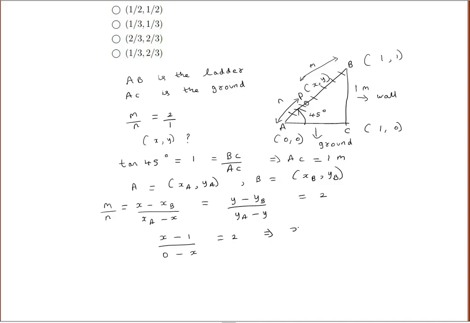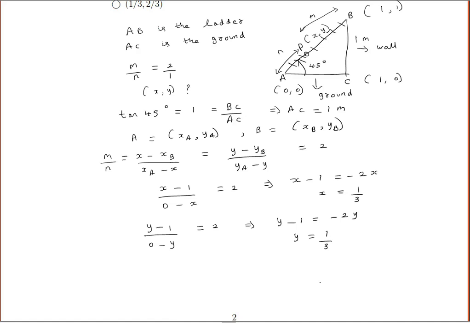So thus we get x equal to 1 by 3. Similarly we do for y: we get y minus yB, which is 1, and yA is 0, 0 minus y, equal to 2, which implies y minus 1 equals minus 2y, so y equals 1 by 3. So here we get the coordinates of P to be x comma y, which is equal to 1 by 3 comma 1 by 3.